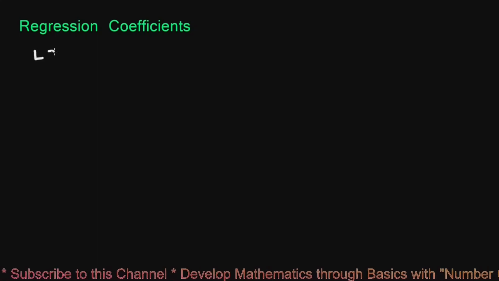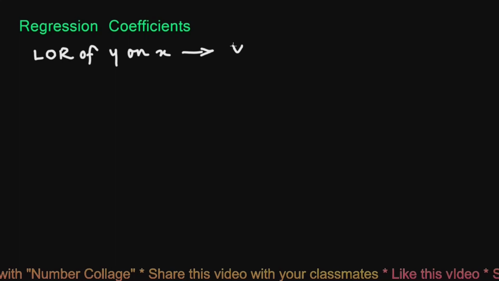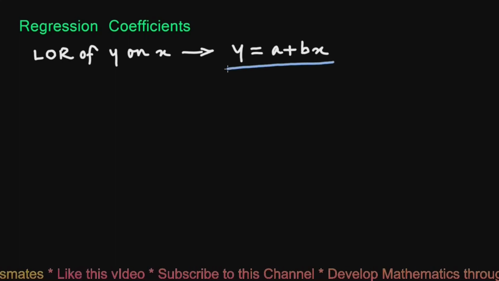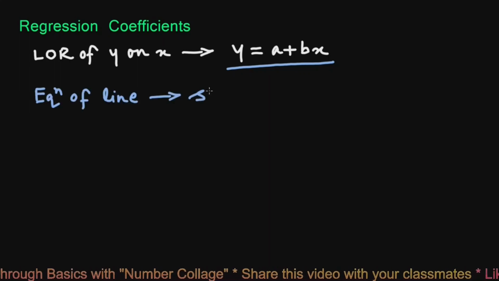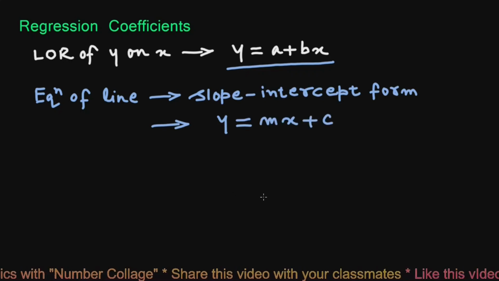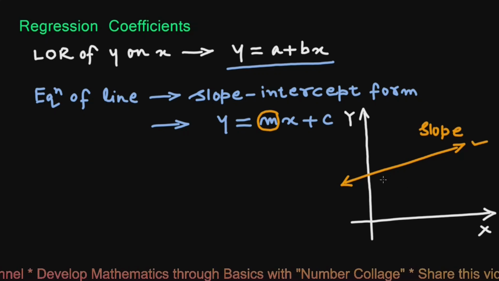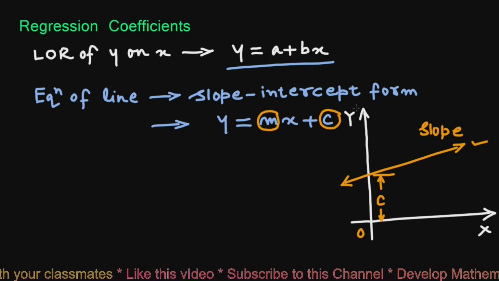In this lecture, we will understand regression coefficients. We write line of regression of y on x as y equals a plus bx. If we compare this equation with equation of line in slope-intercept form, which is y equals mx plus c, where this m is slope of this line and this c is y-intercept of this line on the y-axis.